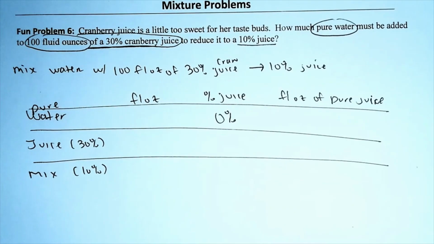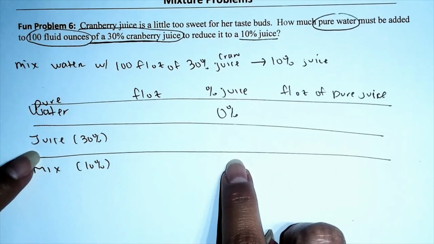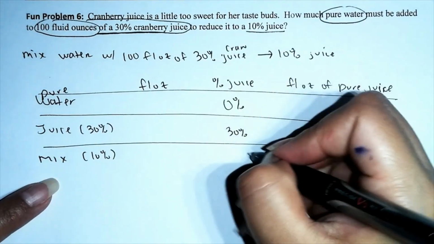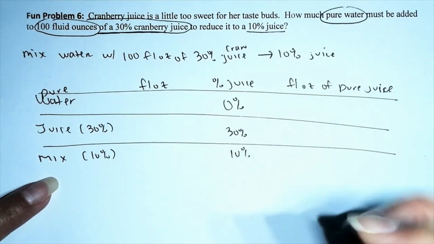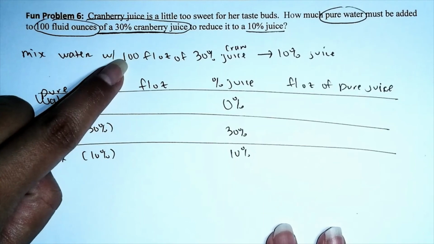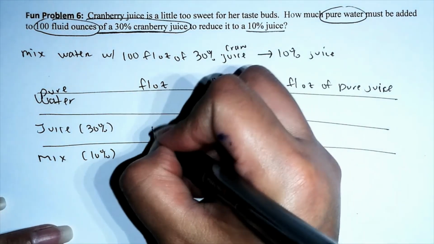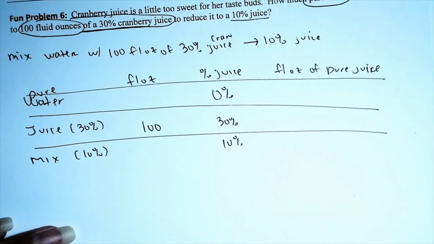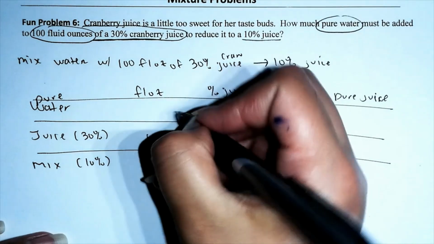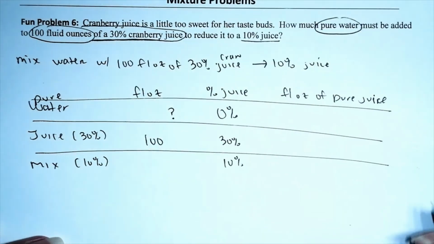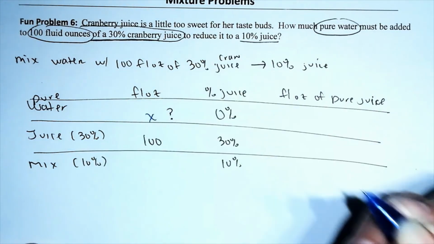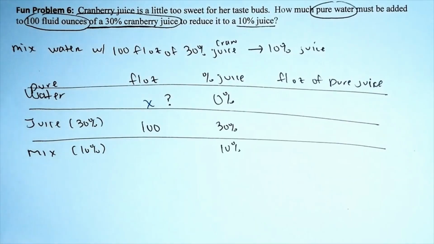Okay, moving forward, strength of the juice is 30%. Percent juice of the mix is 10%. Okay, and then I saw a number. We have 100 fluid ounces, and that's associated with the 30% juice. Fantastic. Okay, so the question is, how much pure water? Okay, how much water? No idea. Okay, so how much water? We're just gonna say X, and let's go ahead and define it right now.